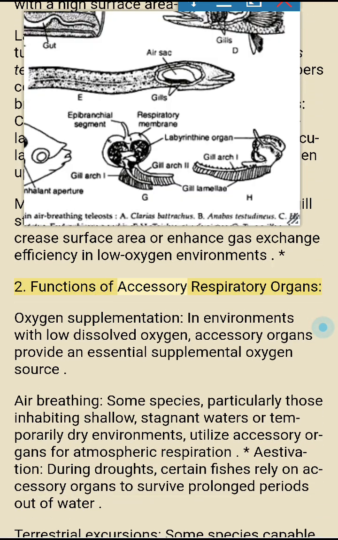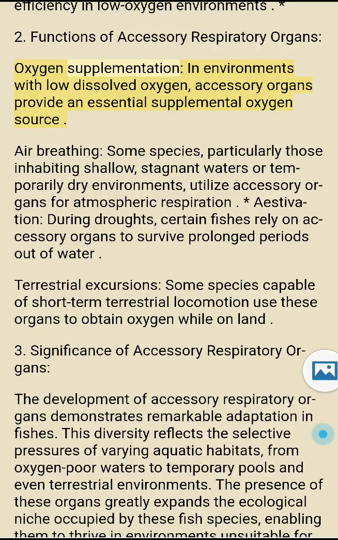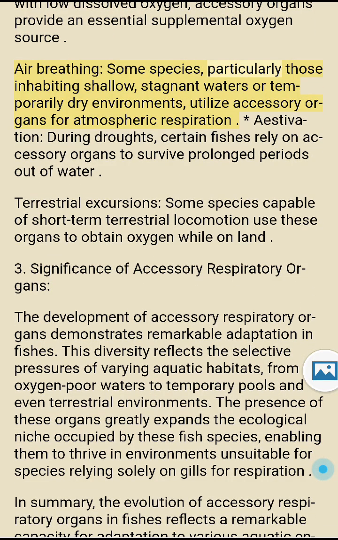2. Functions of accessory respiratory organs. Oxygen supplementation. In environments with low dissolved oxygen, accessory organs provide an essential supplemental oxygen source. Air breathing. Some species, particularly those inhabiting shallow, stagnant waters or temporarily dry environments, utilize accessory organs for atmospheric respiration.